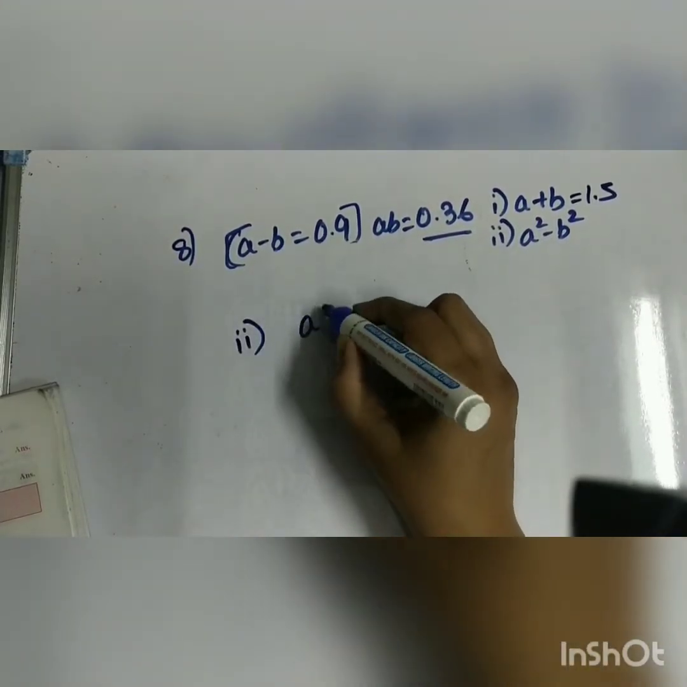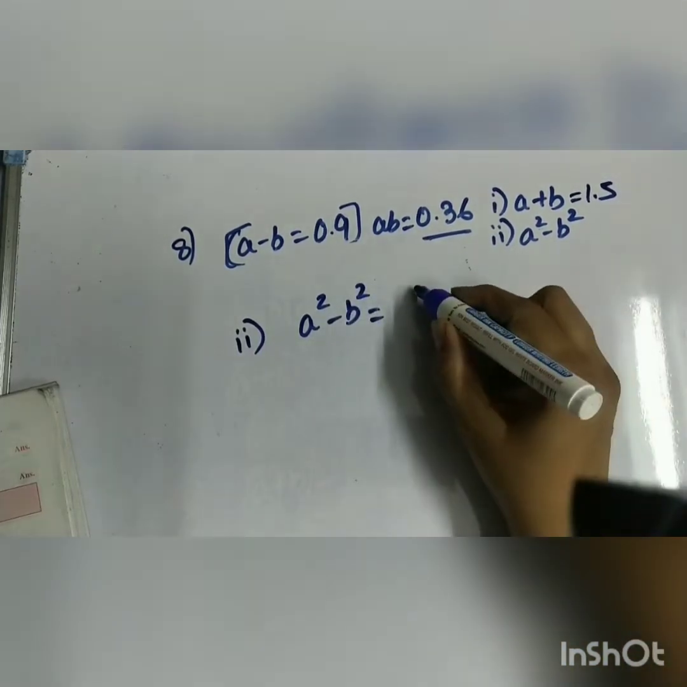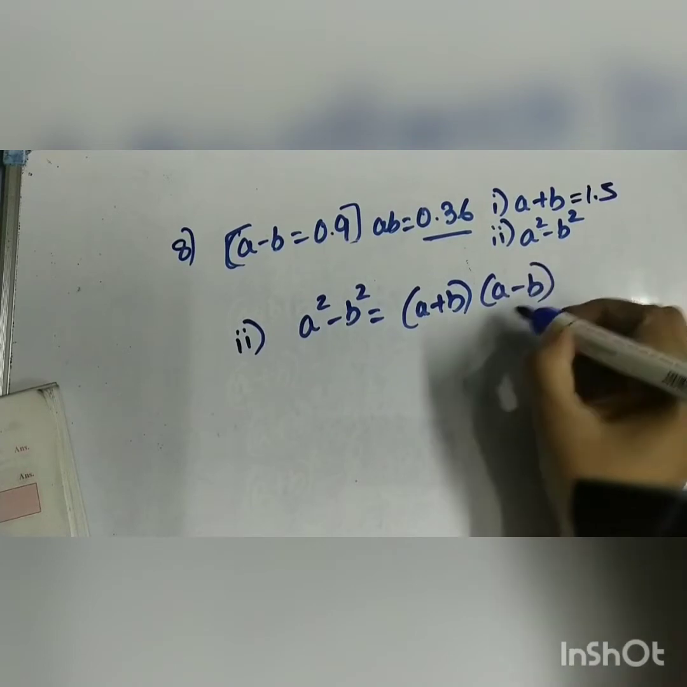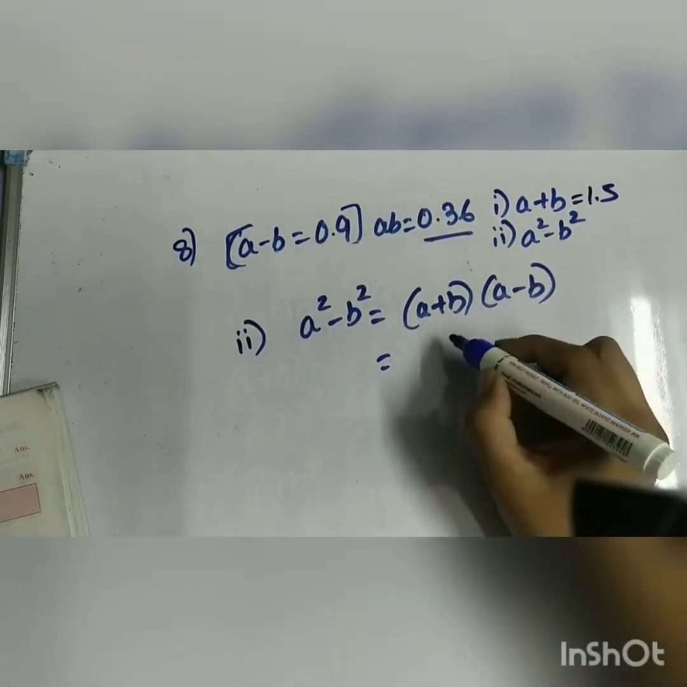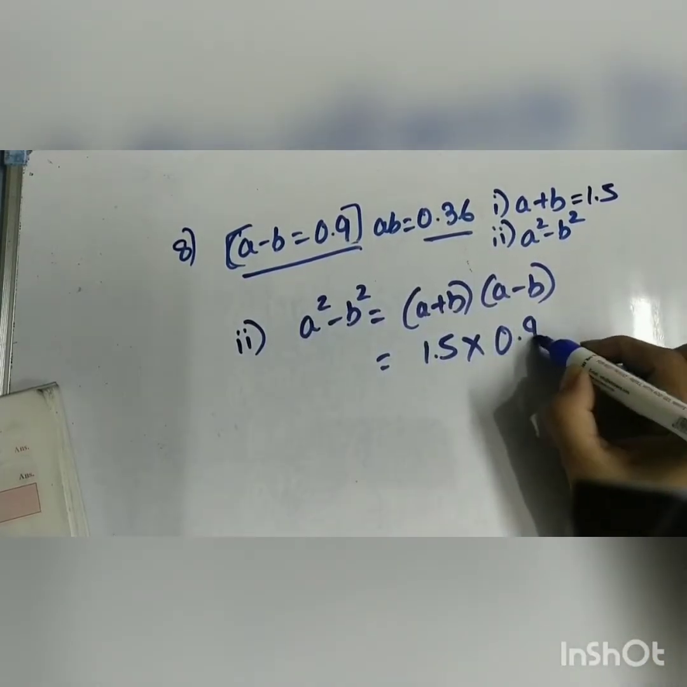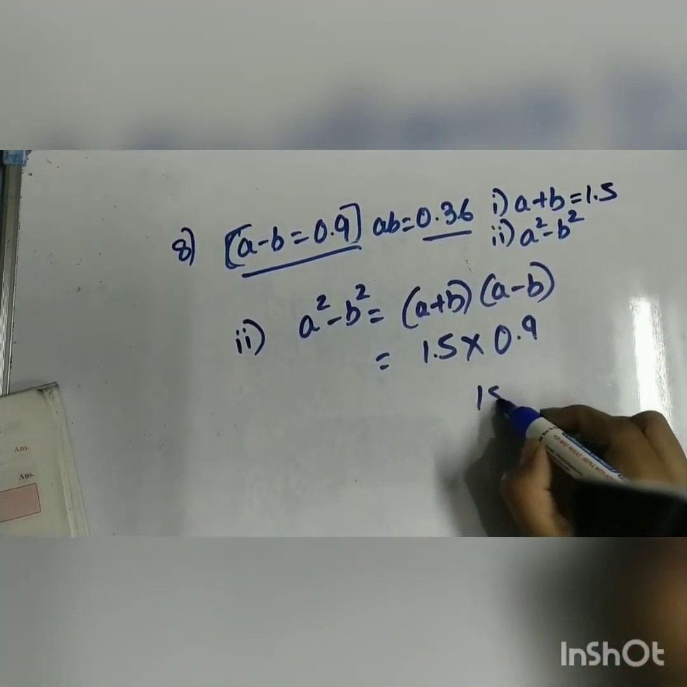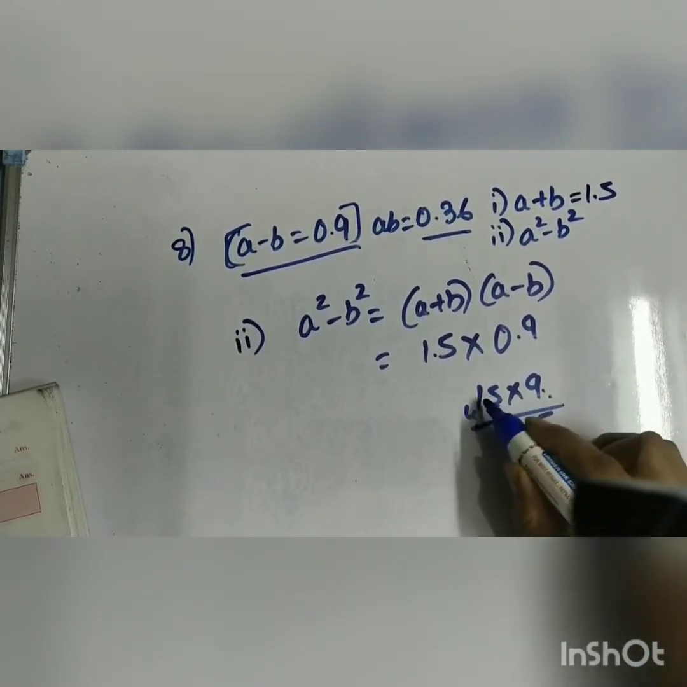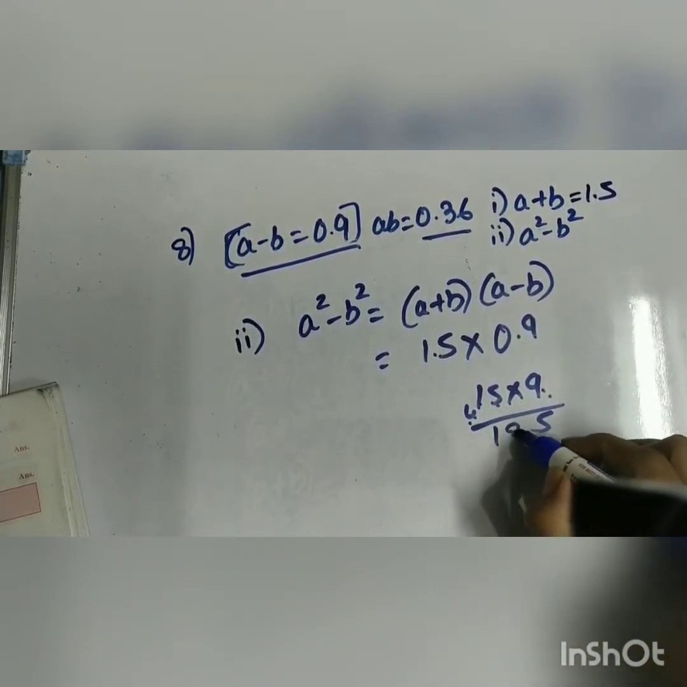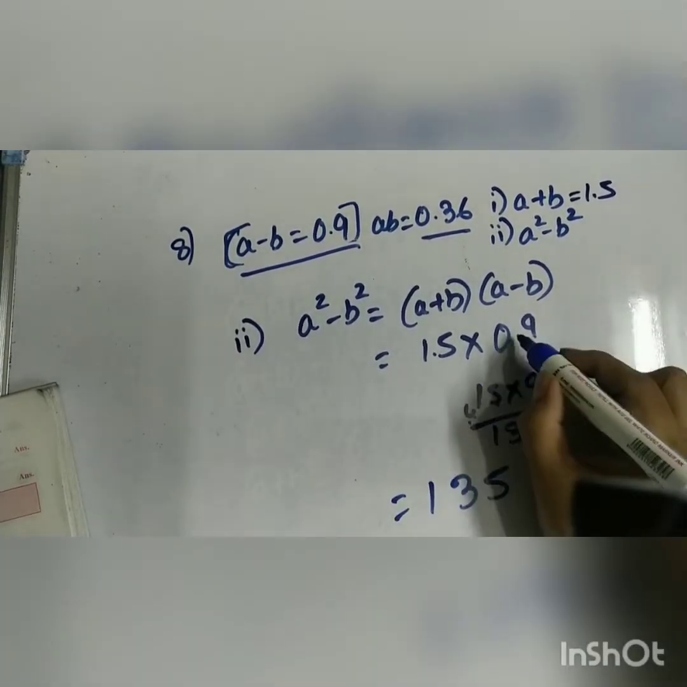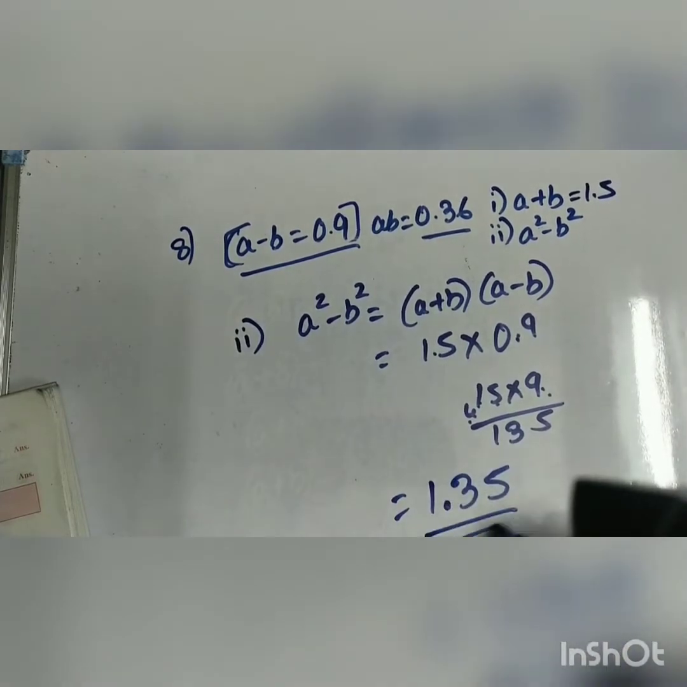We are supposed to find a square minus b square, which is nothing but a plus b into a minus b. So a plus b value we have found as 1.5 and a minus b is given as 0.9. Let's multiply here. 15 into 9: 5 nines are 45, 9 plus 4 is 13. So the answer is 135. There are two decimal places, so the answer will be 1.35.